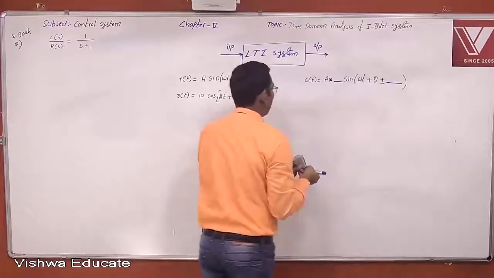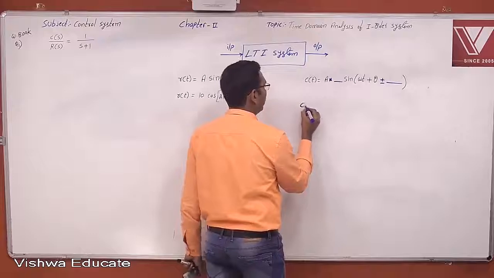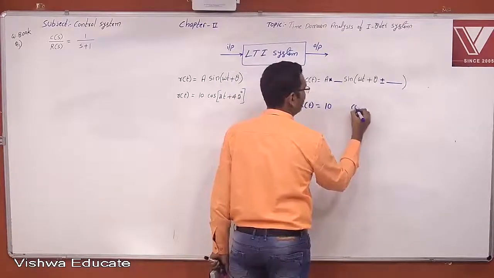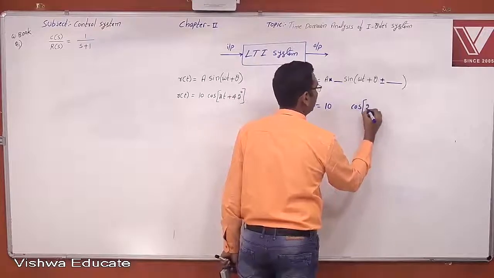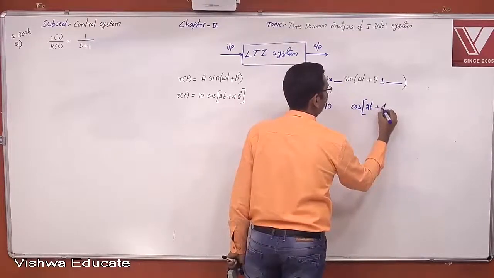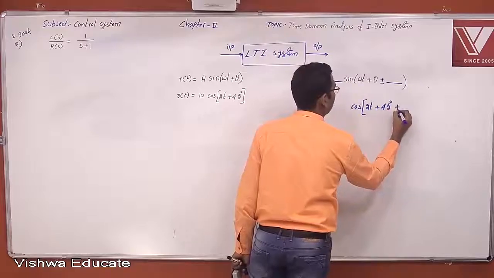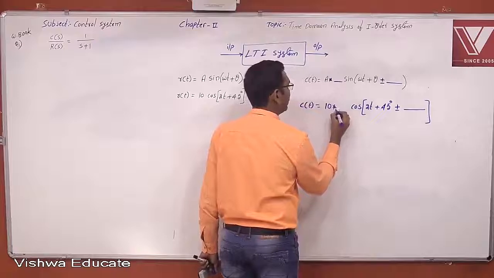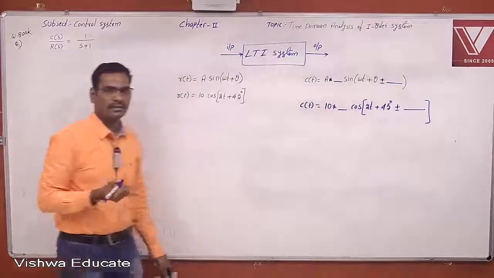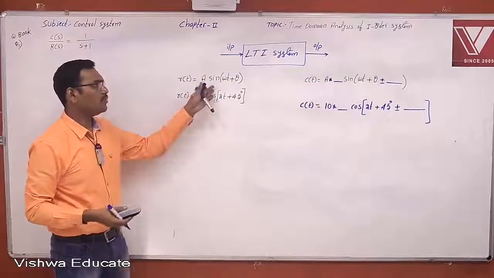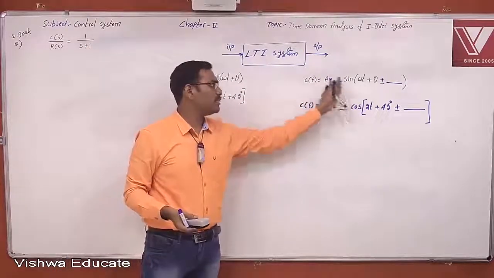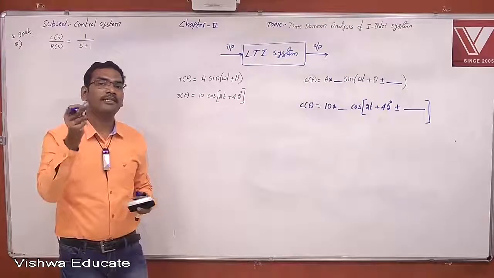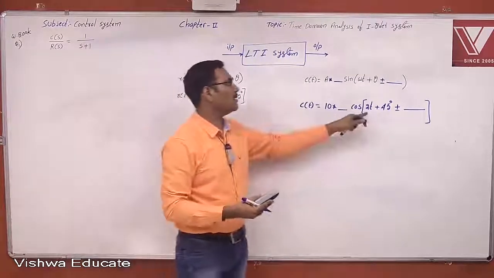Now, what is C of t? Same sinusoidal input response, C of t, which is equal to 10 cos 2t plus 45 degrees, and this phase angle is going to be changed, and this magnitude of 10 is also going to be changed. Is it right or not? That's what I'm saying. Sinusoidal input, sinusoidal response, change in magnitude, change in phase. What is the key parameter to find that change in magnitude and change in phase? It is the frequency of oscillation.